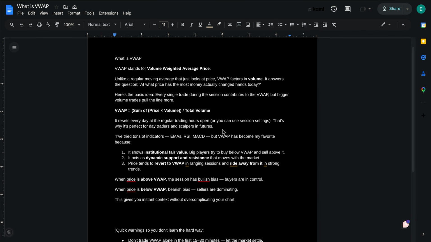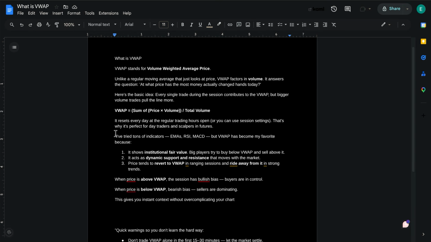Here's the basic idea. Every single trade during this session contributes to the VWAP, but bigger volume trades pull the line more. How it's calculated is the sum of price times volume divided by the total volume. It resets every day at the regular trading hours open, or you can use session settings, and that's why it's perfect for day traders and scalpers and futures.